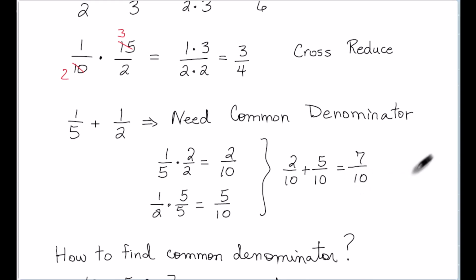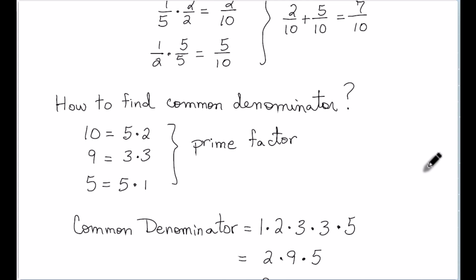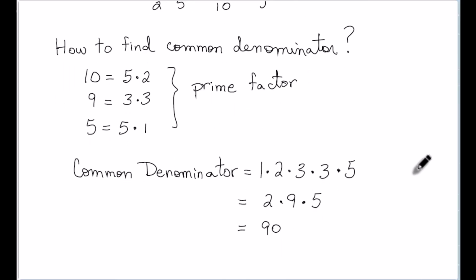Now, how do you find this common denominator when it's more complicated? For example, I want to find the common denominator for 10, 9, and 5. Okay, what do I do? I prime factor each of my numbers. So 10 is 5 times 2. 9 is 3 times 3, and 5 is 5 times 1.